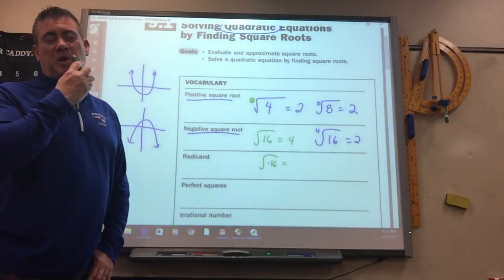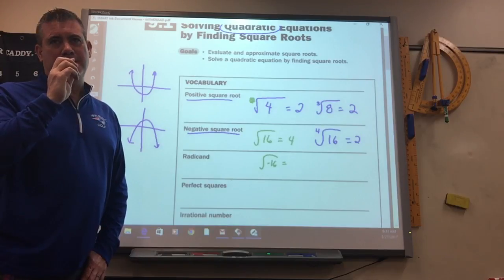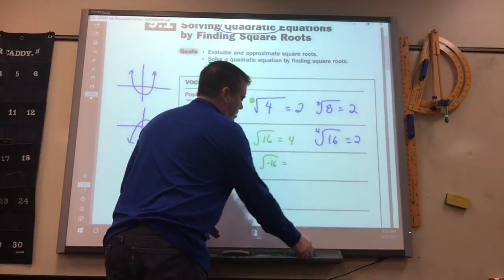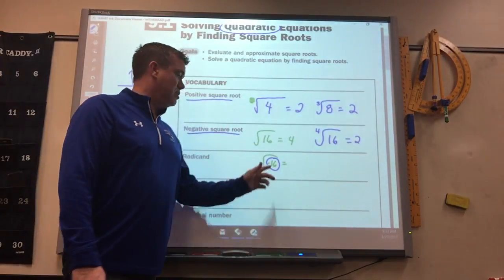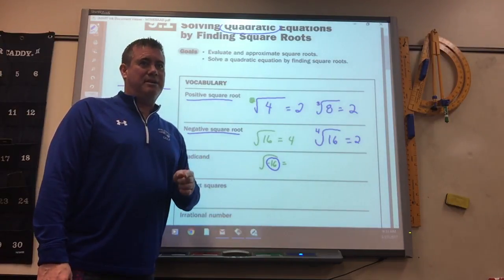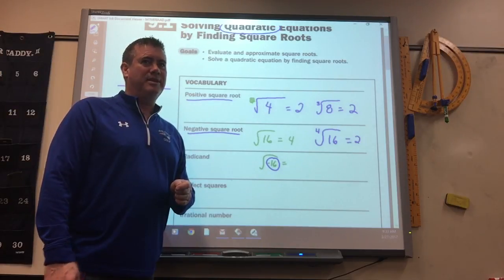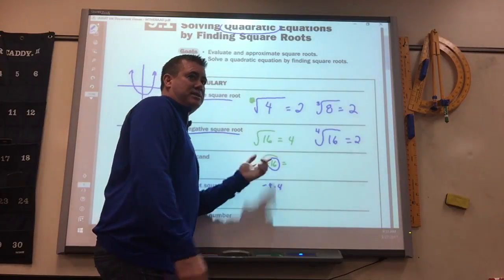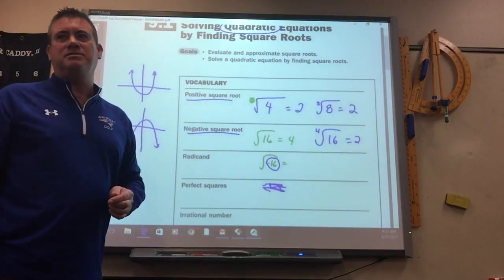Square root of negative 16. Anyone know what that is? Negative 4? Check it. If it was positive 4, remember, square root means what can you multiply times itself to get that? 4 times 4 is not negative 16. Negative 4 times negative 4 is positive 16. Negative 4 times positive 4, they're not the same number, so that's not a square root. It's got to be a number times itself to get that.